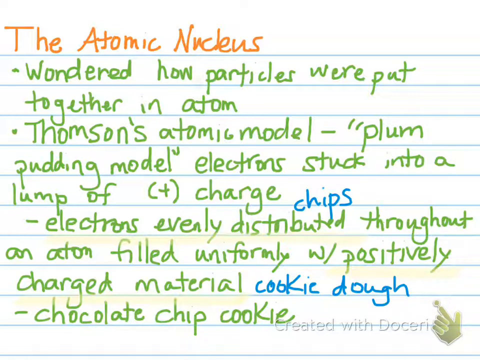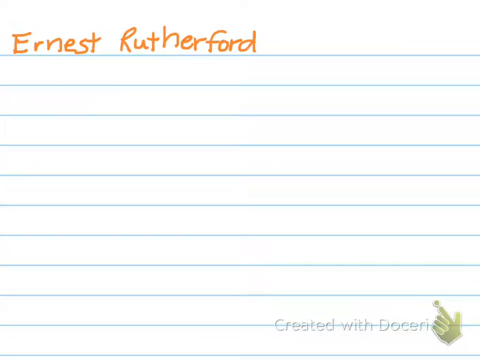So this was what Thomson thought that the atom looked like. He thought that this atom was filled with positively charged material, and evenly distributed throughout that positively charged material were these negatively charged electrons. So that was Thomson's model based on the information he knew.